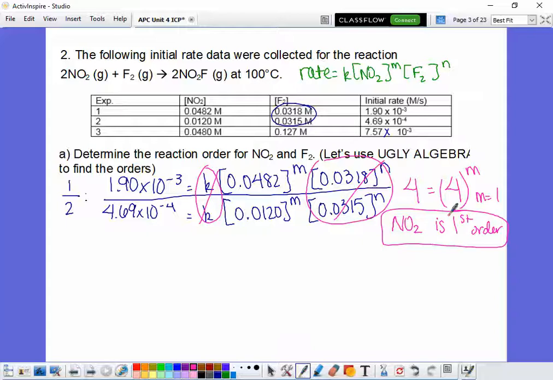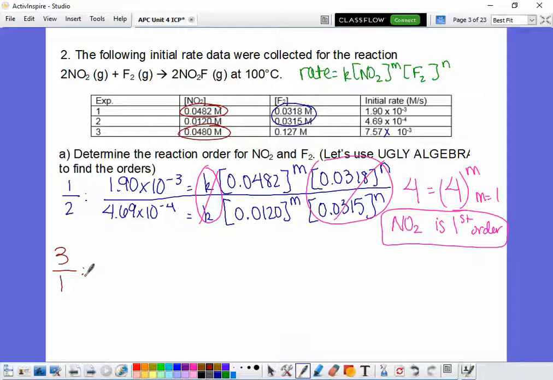Now how are we going to find the order of reaction for F2? We need to find two experiments where NO2 stays roughly the same and only F2 changes. Which two experiments am I going to look at now? 1 and 3, because notice how for 1 and 3, the concentration of NO2 is almost exactly the same. So, looking at the rates, which one's going to go on the top? 3. So I'm going to look at 3 over 1, just to make my math easier at the end.